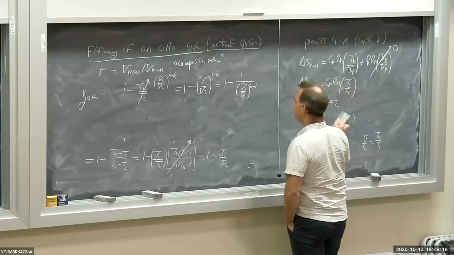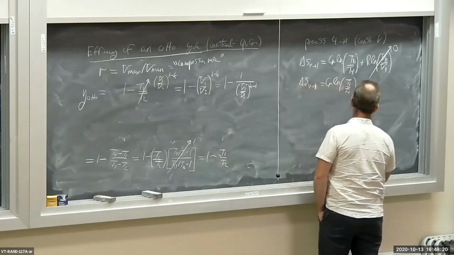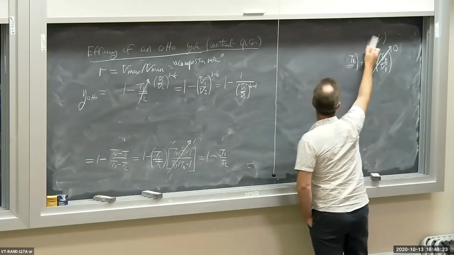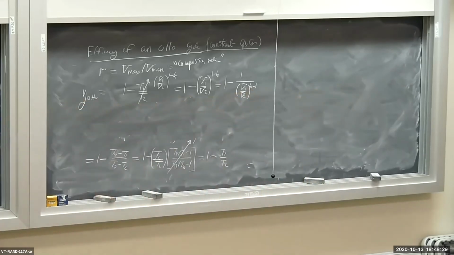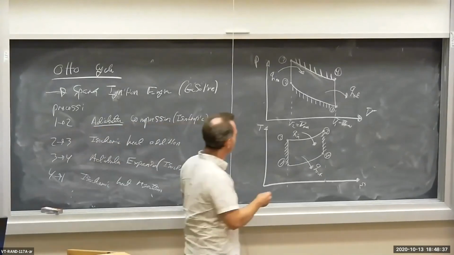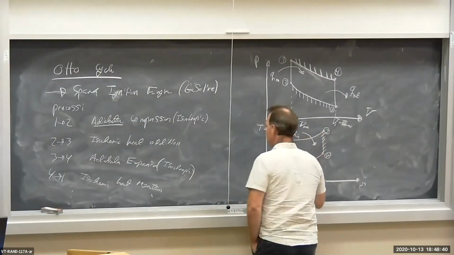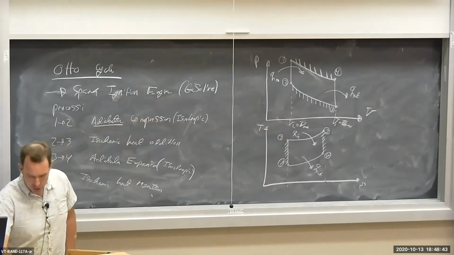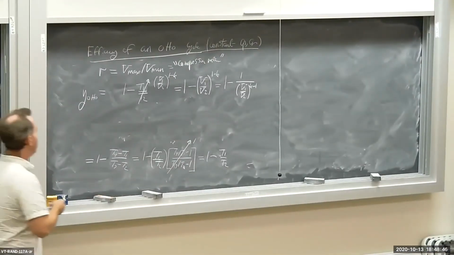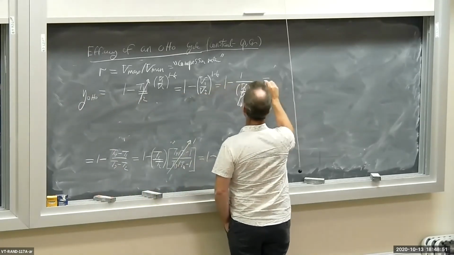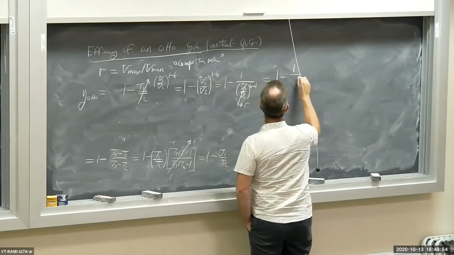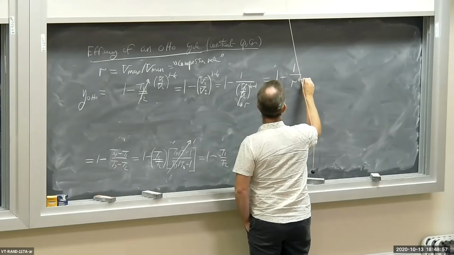Now, that quantity, V1 over V2, that's actually V max over V min. So let's go back and look at our PV diagram here. V1 is V max, V2 is V min. So I got the compression ratio down there in the denominator of my fraction. So this guy here is R, or the compression ratio. So I get 1 minus 1 over the compression ratio, K minus 1.